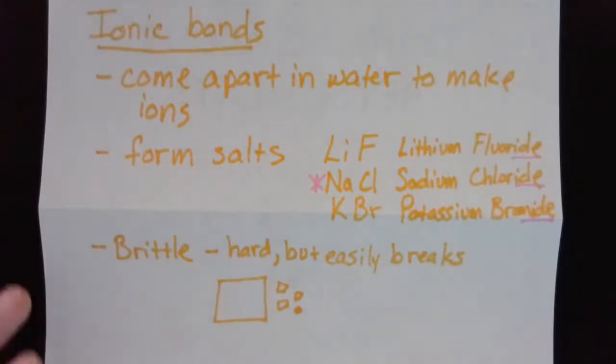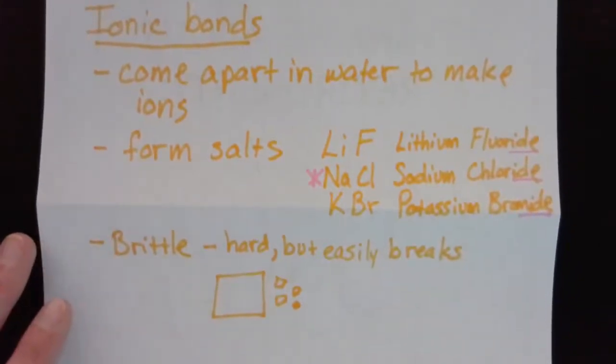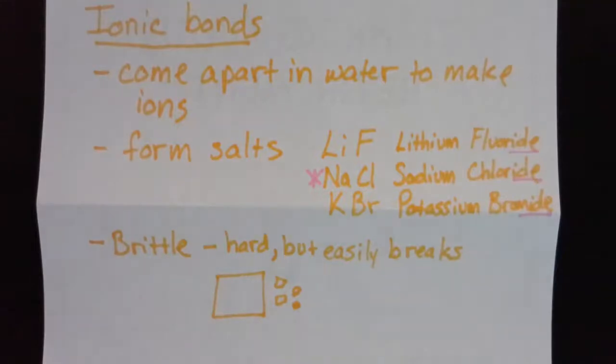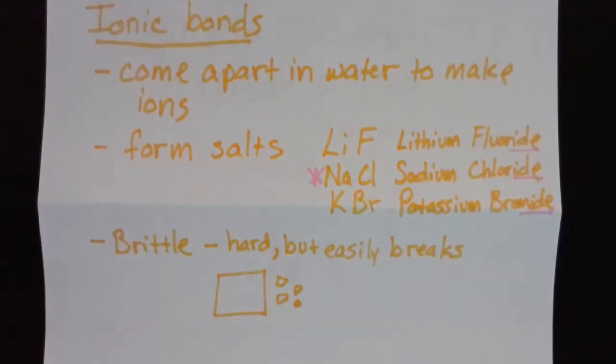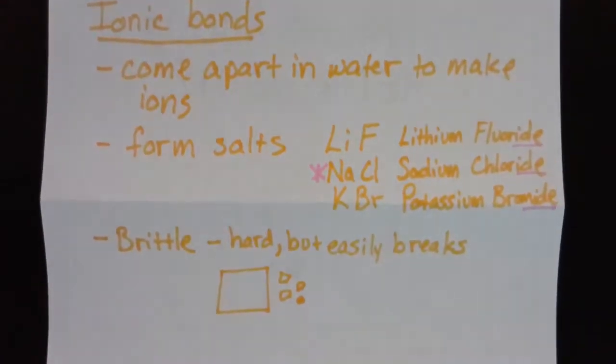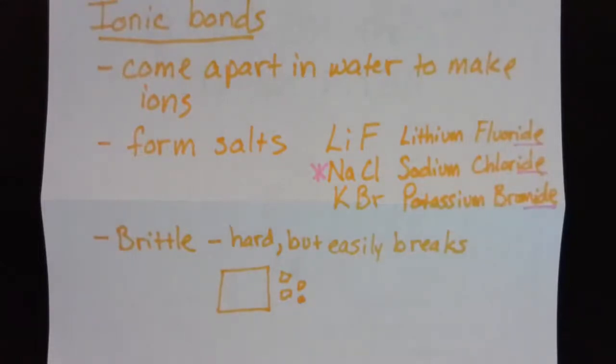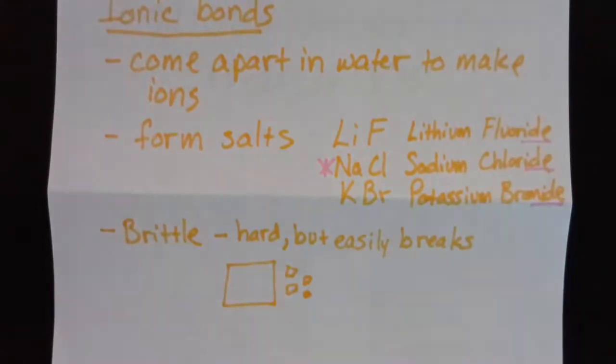Now there are other types of bonds. There's covalent bonds, which normally we would learn about also, but we're not going to worry about them this semester. There's van der Waals bonds, which are different levels of very small attractions between different atoms. Hydrogen bonds are responsible for DNA being in a spiral. If it was not for hydrogen bonds, DNA would not be in a spiral.